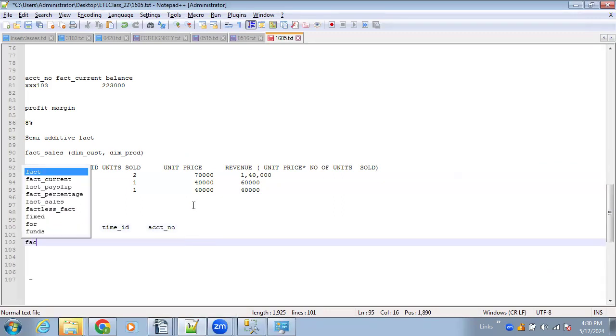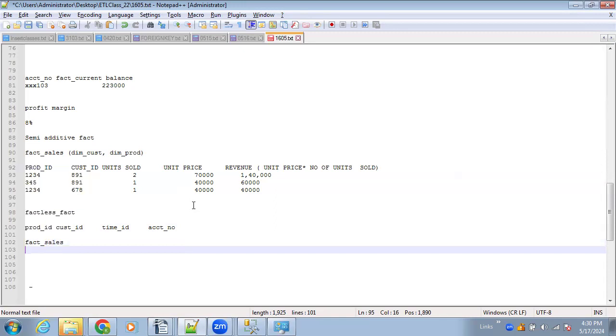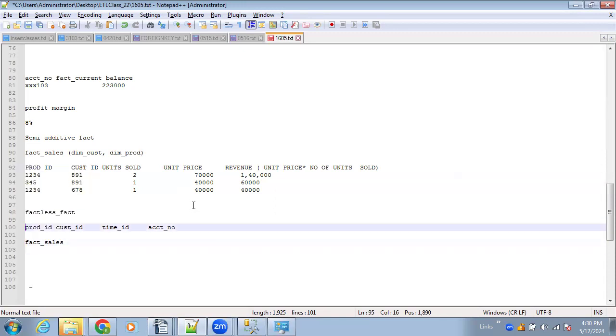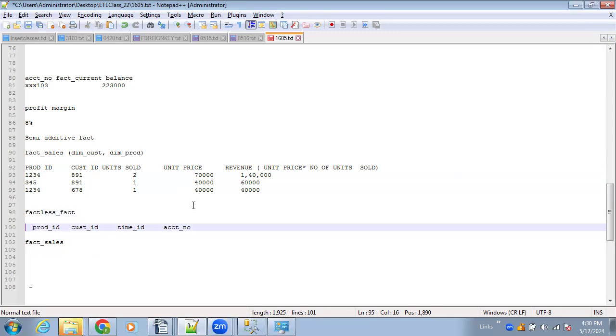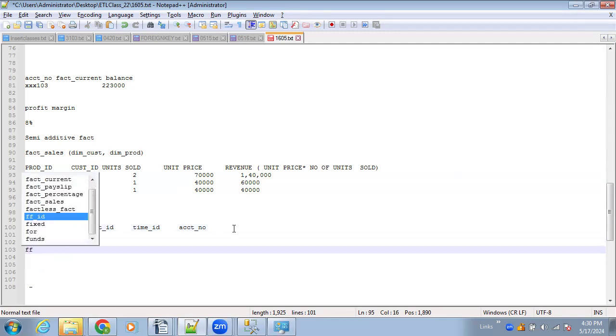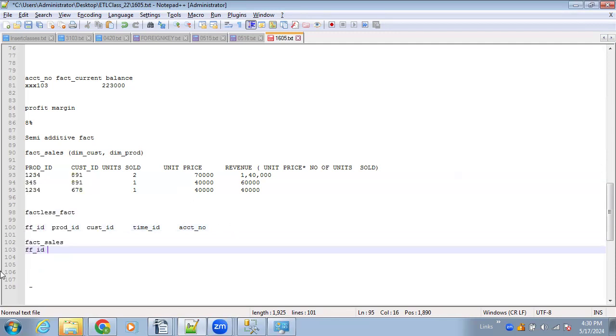Now, this factless fact can be joined to your sales. Here you do not want to save all this product ID, customer ID and all this stuff. What you do is join with one more key, an artificial key, maybe FF_ID, a factless fact ID we are generating. Here it will have only the FF_ID, and you are going to maintain the values.